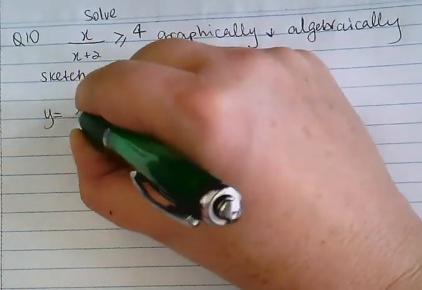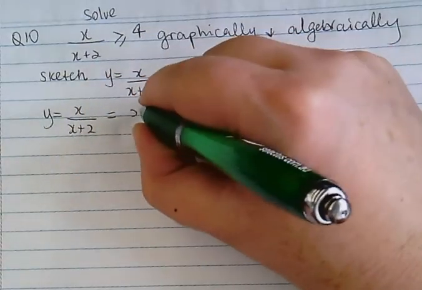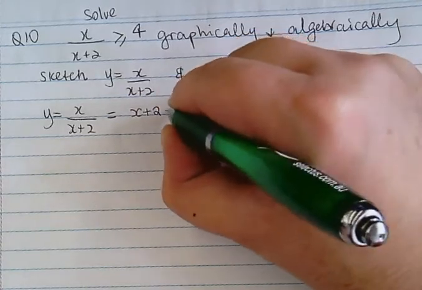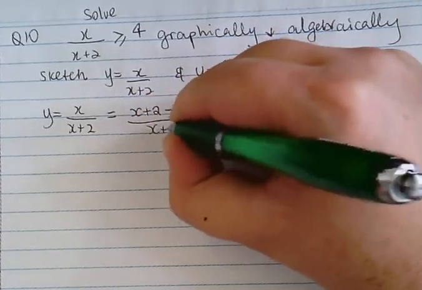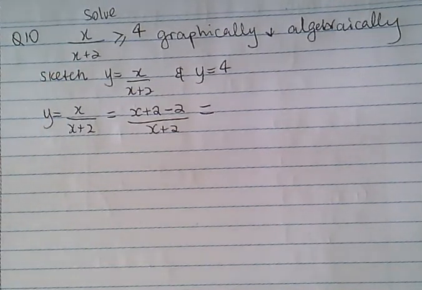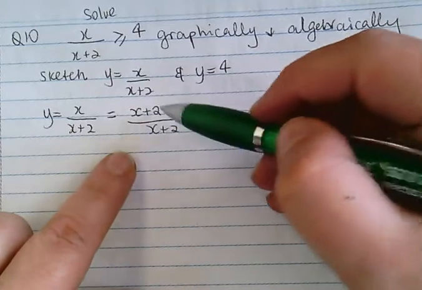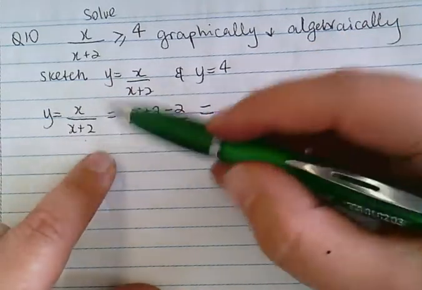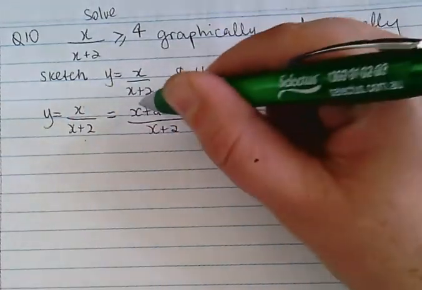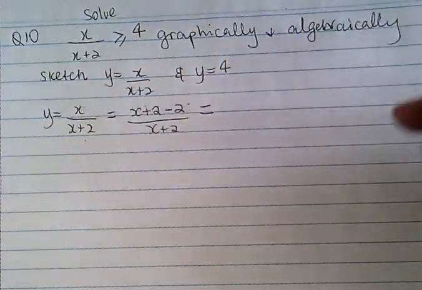Y equals x over x plus 2. I want to show you something. That's x plus 2 minus 2 over x plus 2. Why am I doing that? Because when you've got an x over an x, you know the curve's often shifted up or down. Are you okay with that? Why did I choose x plus 2? Because x plus 2 is on the denominator. So x I've written as x plus 2 minus 2. Does x equal x plus 2 minus 2?